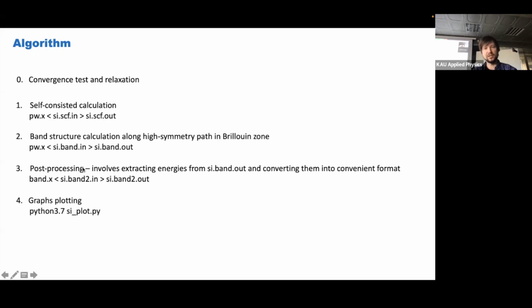And we have post-processing. We will extract energies from the output and make some tricks with them to plot them with Python. In past years, we used GNUplot, and in most cases GNUplot scripts are simpler than in Python. But if some of you are going to the machine learning course, which is in Python, it will be good for you to use Python here also.